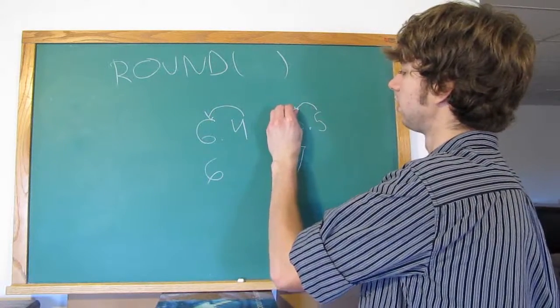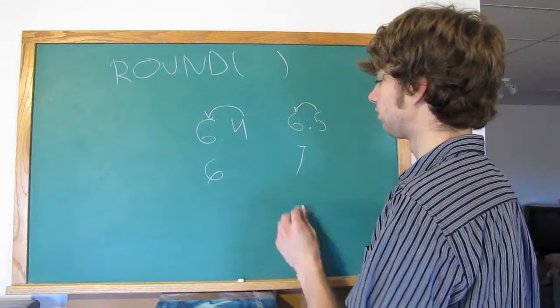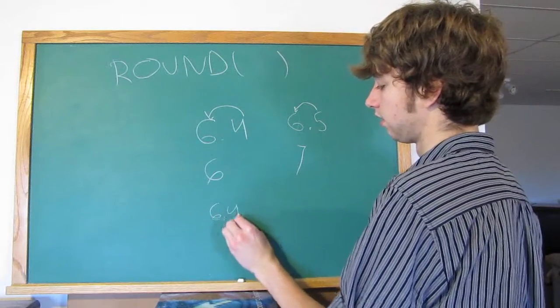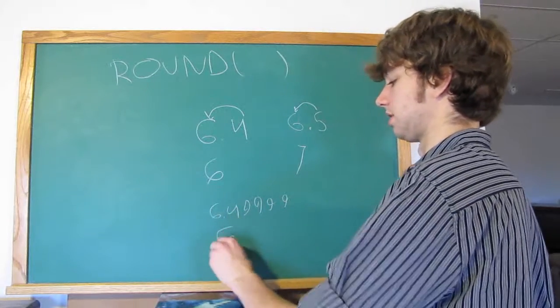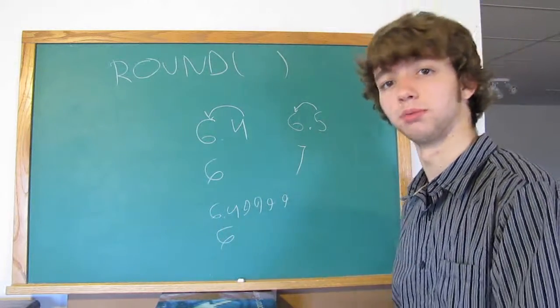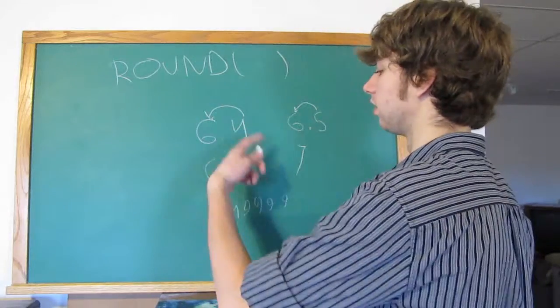You see? So if we had 6.49999, the result is still going to be 6 because it rounds down, not up. So the number before it decides.